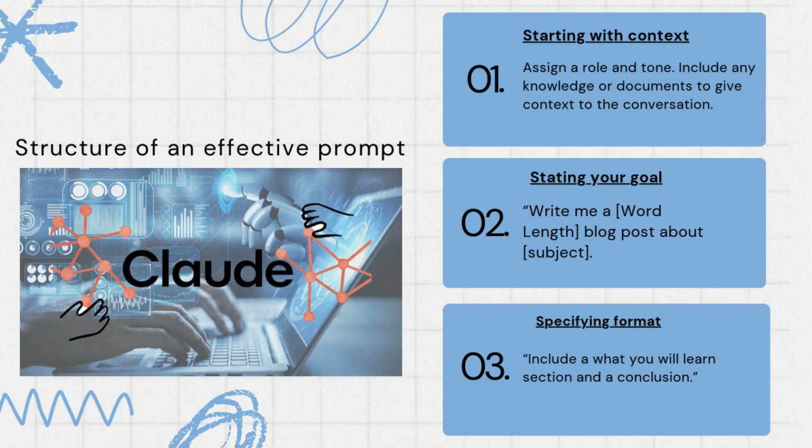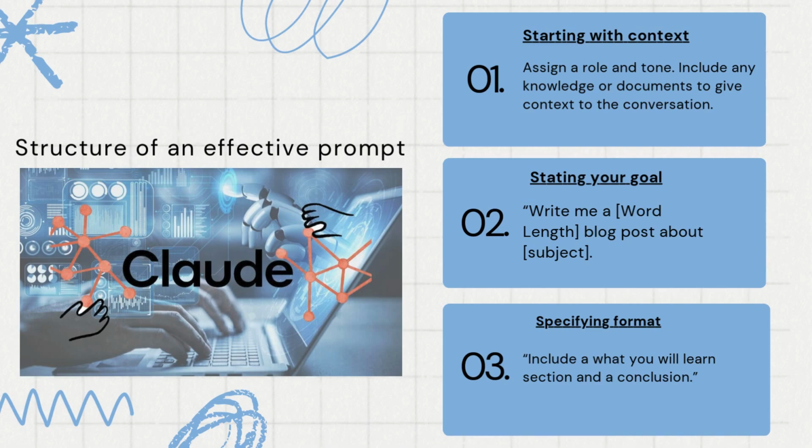All right, this is the structure of an effective prompt. Prompting is really important when it comes to any kind of AI chat. And the first thing will be starting with a context, like assigning a role and a tone. You have to include any knowledge or documents to give context to the conversation.